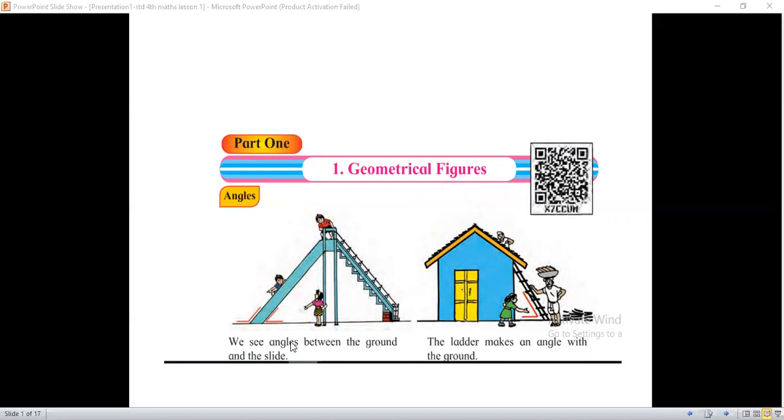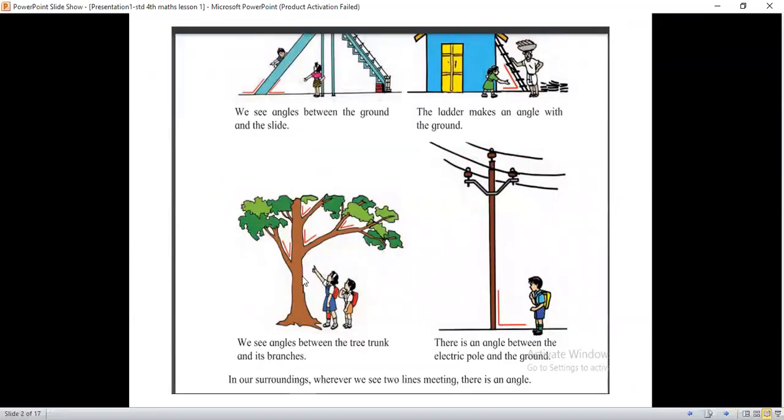Here we are going to see the angles. Children can see the different angles here, like this is one angle, this is also one angle, and the ladder and the ground make another angle. So these are all called angles. Children can see this, these are all angles. In the next picture you will see again more angles here. On the trees also you can see the angles.